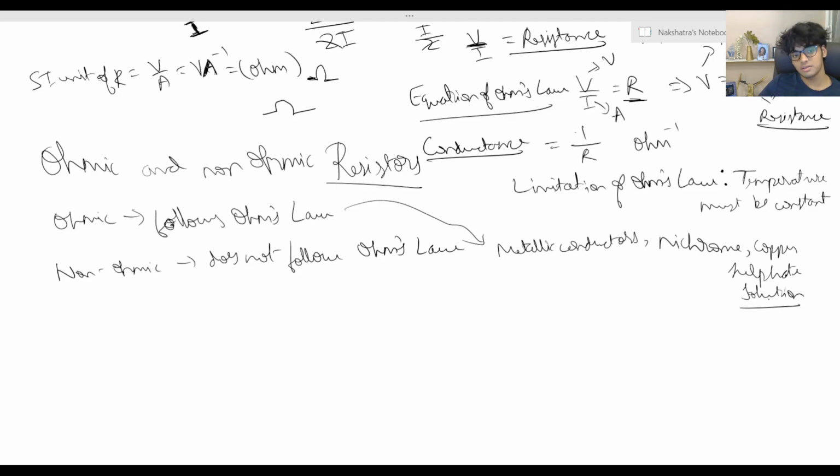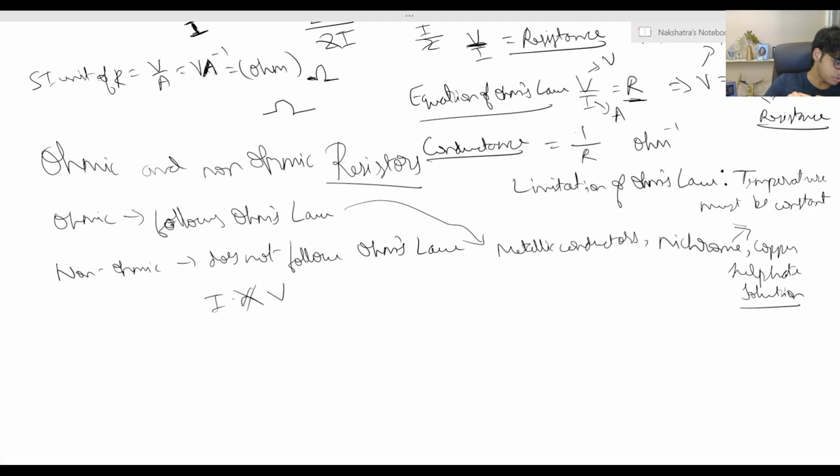But then again, all of these will follow Ohm's law under a constant temperature, okay. Temperature must be constant. But non-ohmic resistors do not follow Ohm's law even if temperature is constant. Even if temperature is constant, we will find that current is not directly proportional to the potential difference.